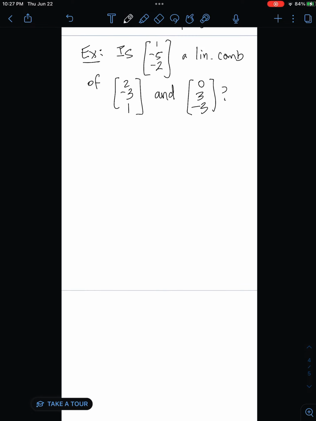Okay, let's see what we get. So let's call this vector. Notice these vectors don't have a name, but we can just jump right to the augmented matrix. So these two vectors are going to go into the columns, and the thing that I'm trying to see if it's a linear combination of is going to go in here.